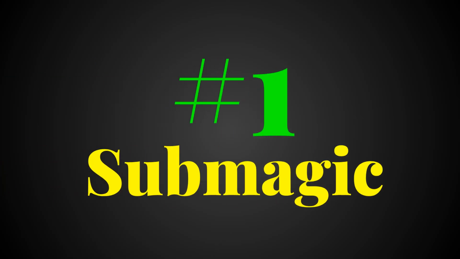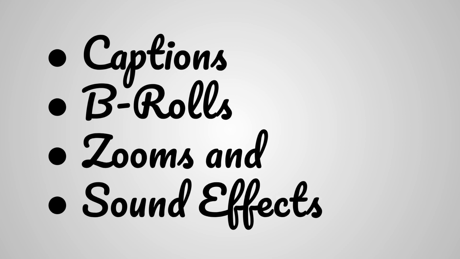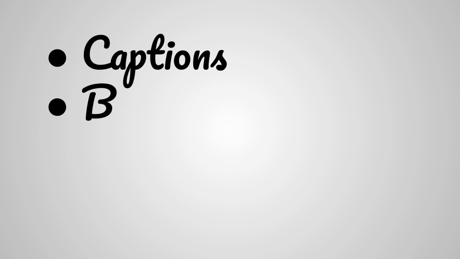Number 1. Submagic. You can use this tool to make your viral short videos more captivating with captions, B-rolls, zooms, and sound effects in just 3 minutes.